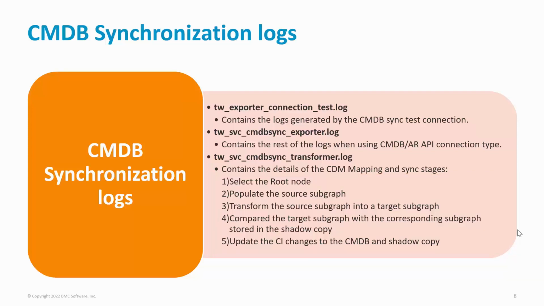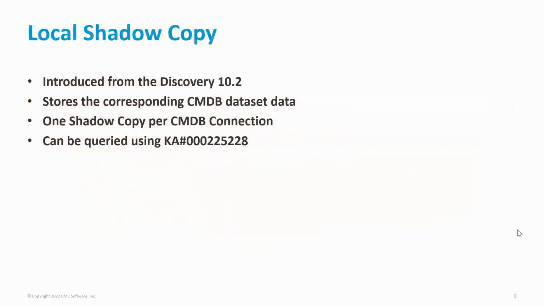Before we start with our first demo, let's quickly talk about the shadow copy as well. This is something we did discuss in part 1: shadow copy was introduced in Discovery 10.2. It stores a copy or replica of the data that has been synced to the CMDB. Discovery creates one shadow copy per connection, and we have a knowledge article which we can refer to for querying the data that is stored in the shadow copy.